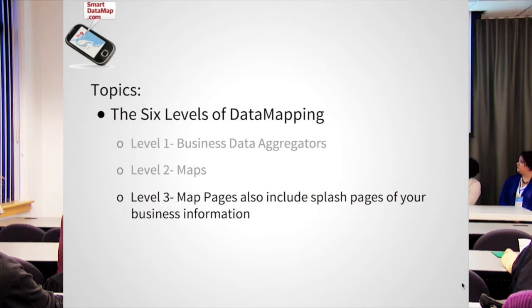These map pages also include what's called a splash page. If you look at something like TripAdvisor, you'll see a small snippet of information about the business, like a photograph, address, little picture of what's going on. So these splash pages are pieces of information that people are going to see before they actually get to your website.